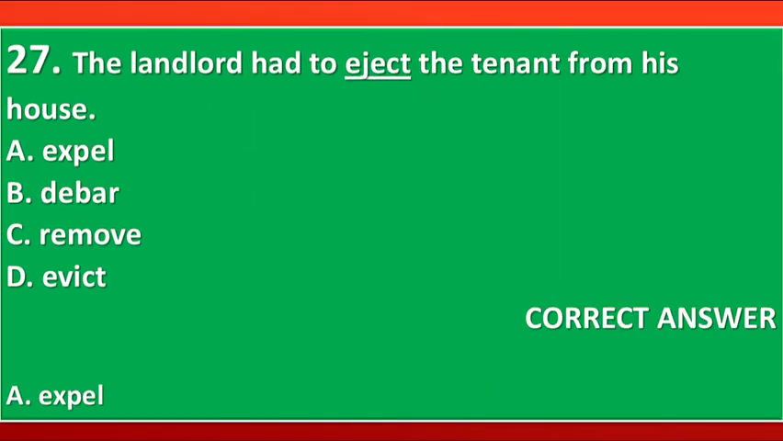Question 27. The landlord had to eject the tenants from his house. A. Expel. B. Debar. C. Remove. D. Evict. The correct answer to this question is A. The landlord had to expel the tenant from his house.